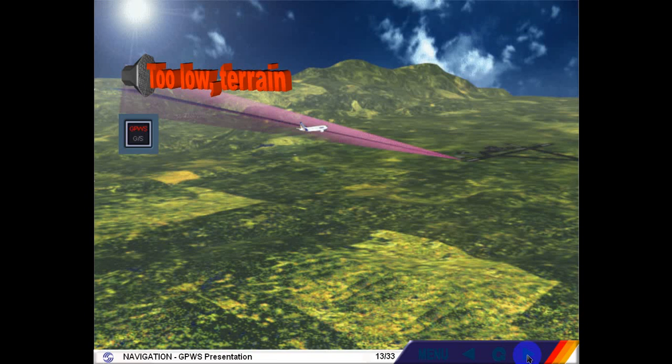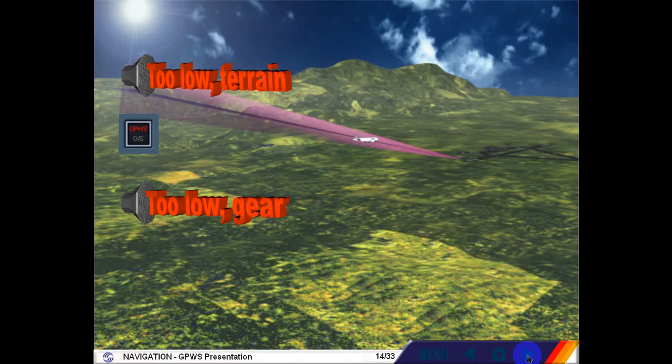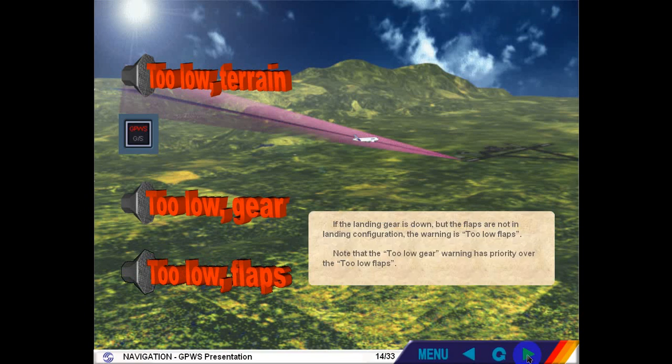At very low levels, the aural warning too low gear would be generated if the landing gear is still retracted. If the landing gear is down, but the flaps are not in landing configuration, the warning is too low flaps. Note that the too low gear warning has priority over the too low flaps.